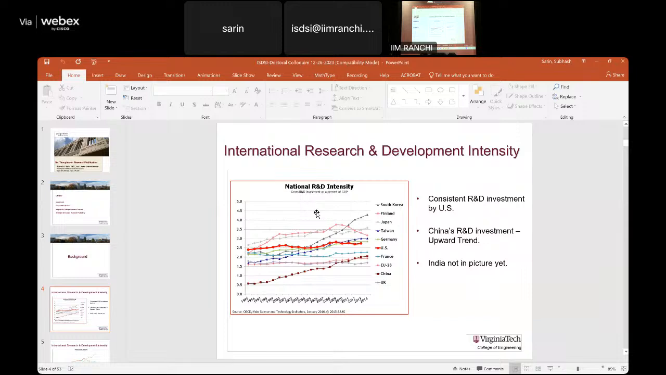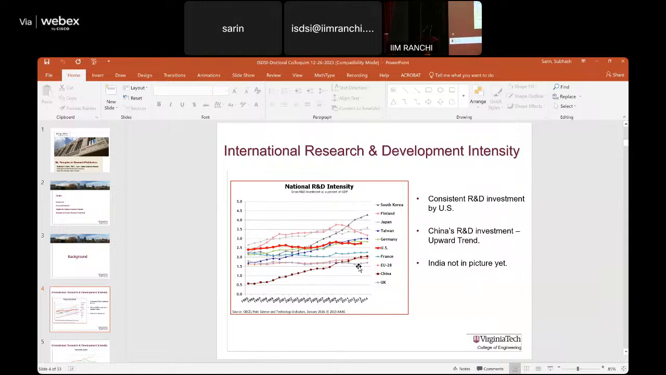And then if you see the graph, the increasing slope here, and this is for South Korea. Over the years, they have been increasing in research. This is for Finland. And if you see this graph here at the bottom, that's for China. You see that's increasing over time. But another thing to notice here is India has not appeared on this map until recently.